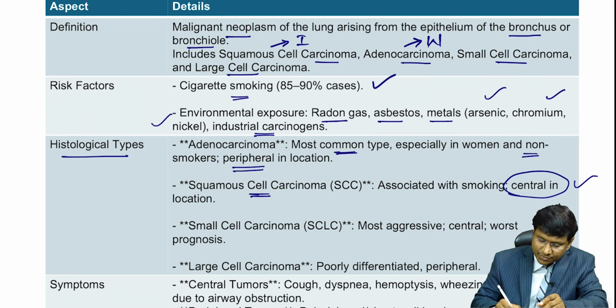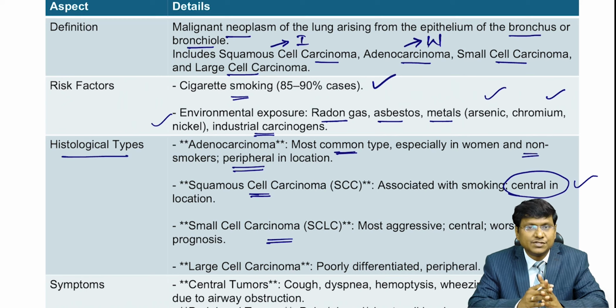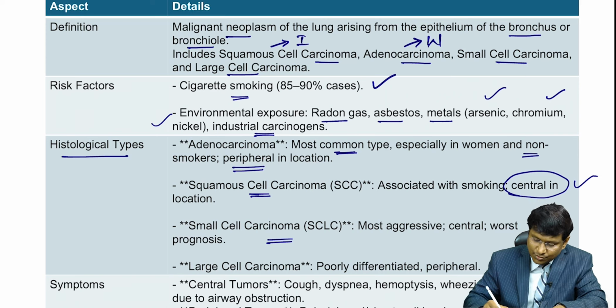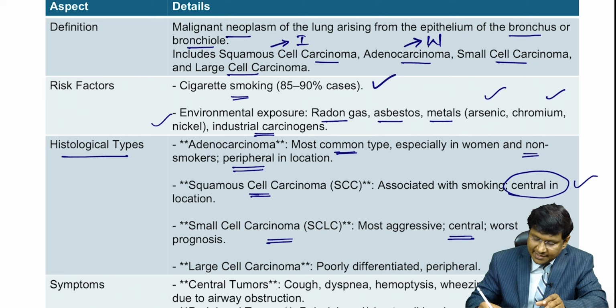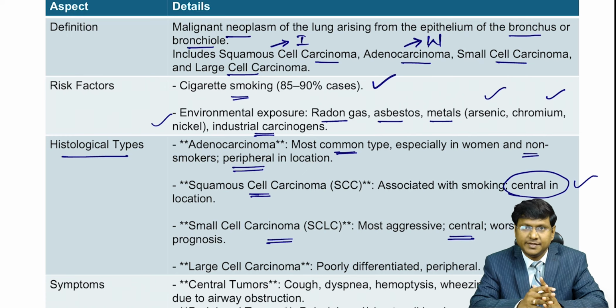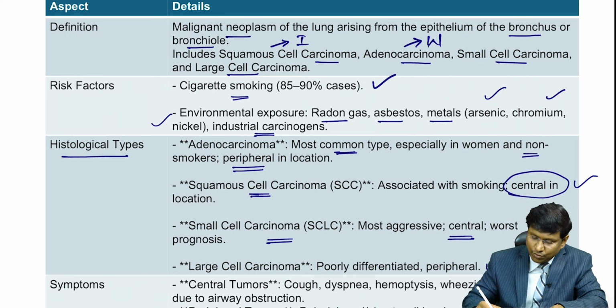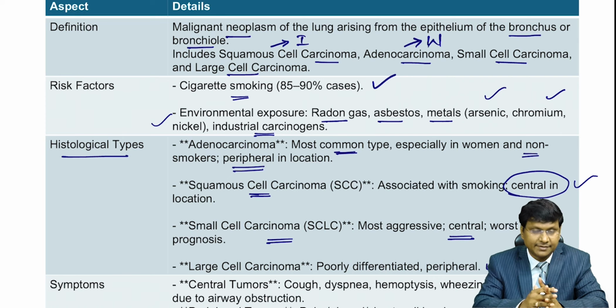Then followed by that, we have small cell lung cancer. Small cell lung cancer is the most aggressive cancer, and it is the one which has a worse prognosis, and it is observed in smokers, and it is also a central tumor. Whereas large cell carcinoma is a poorly differentiated tumor, and it is a peripheral tumor, right? It is actually peripheral more than central.